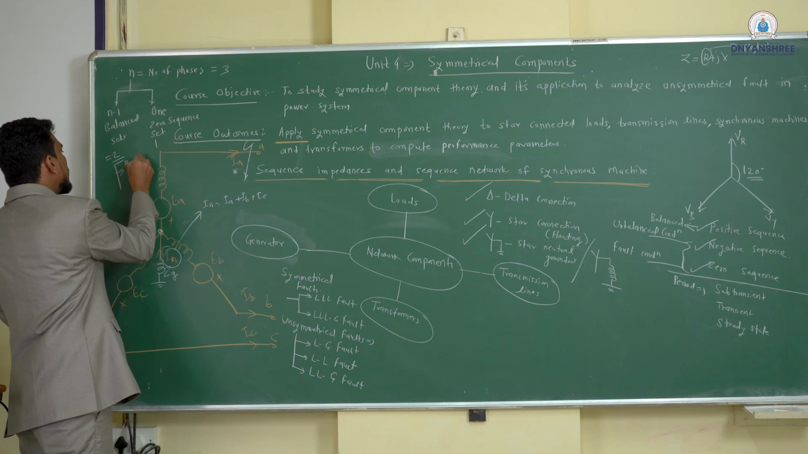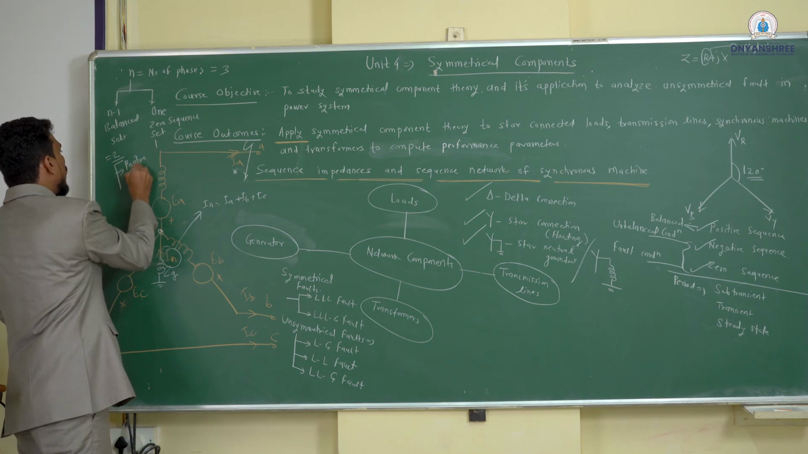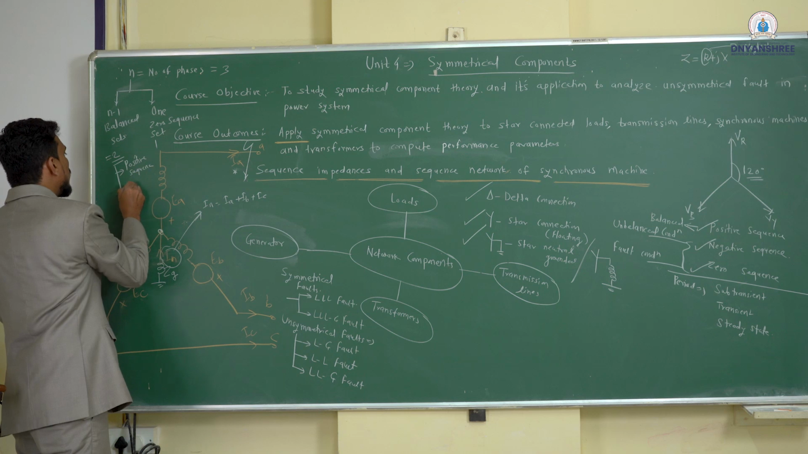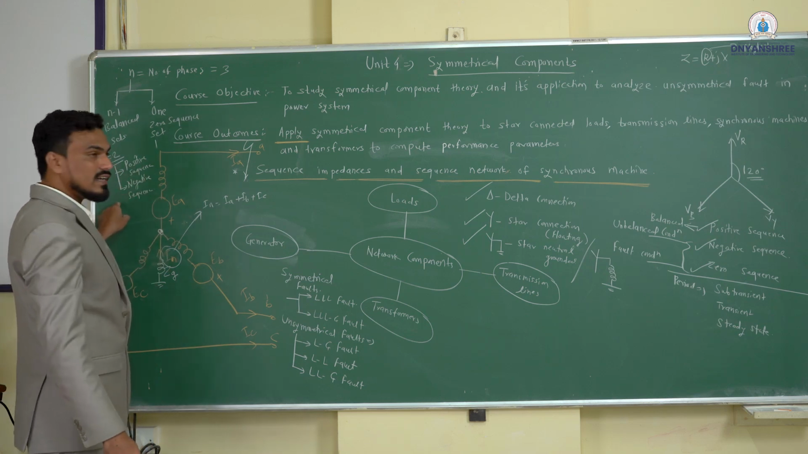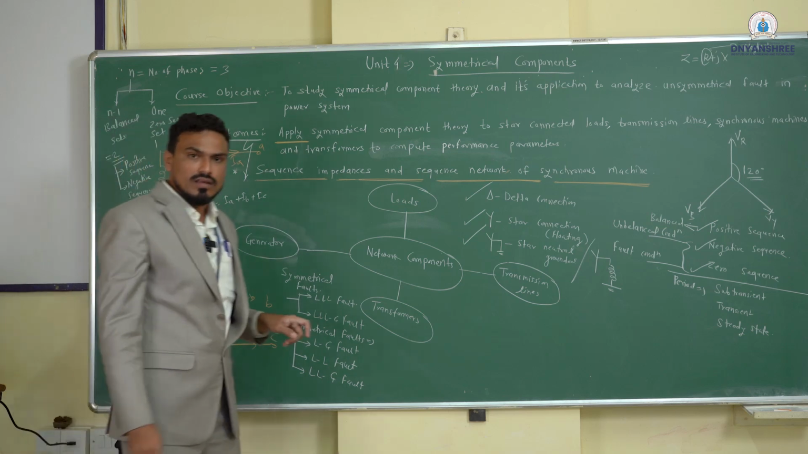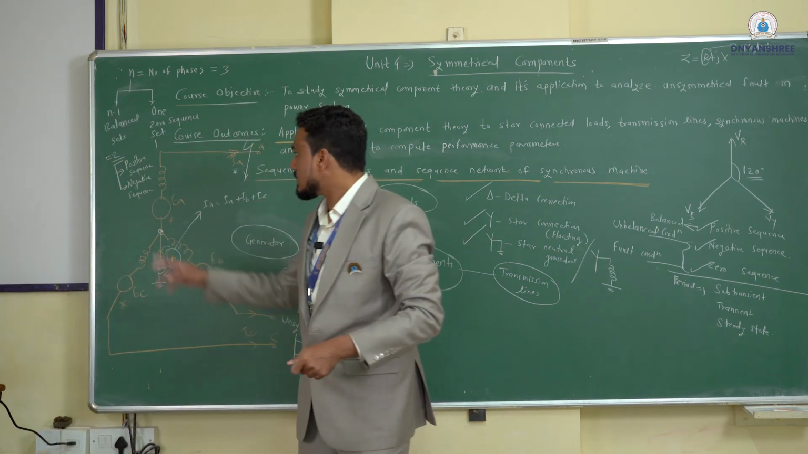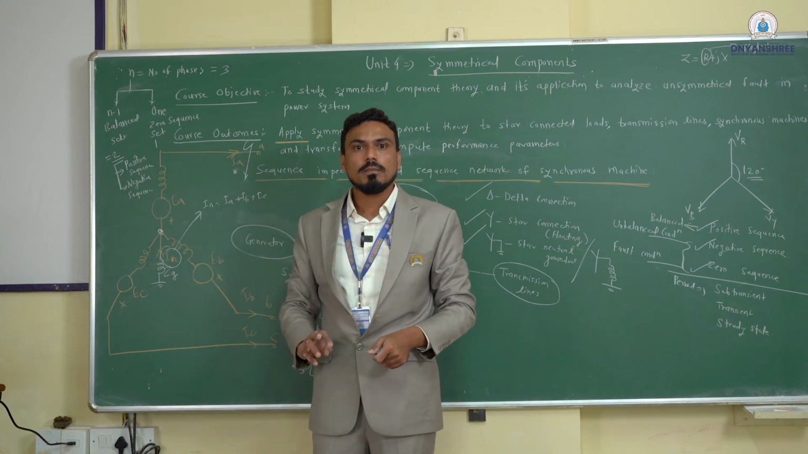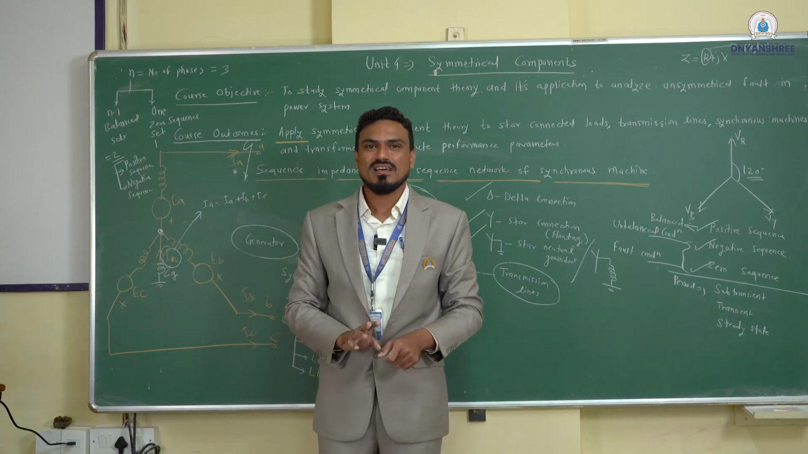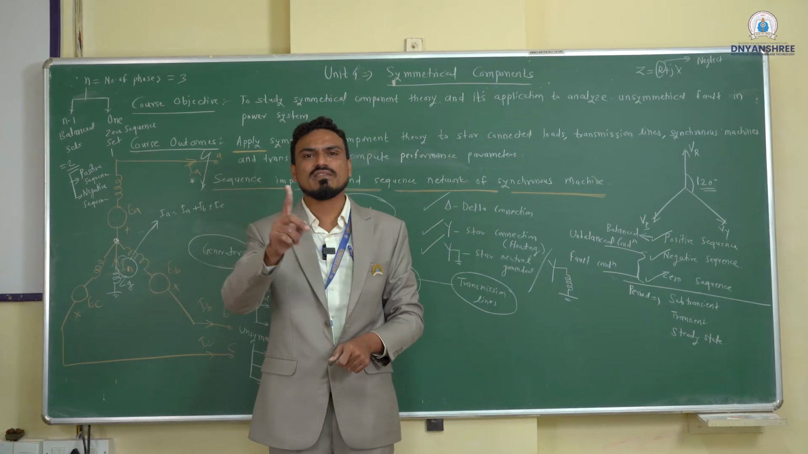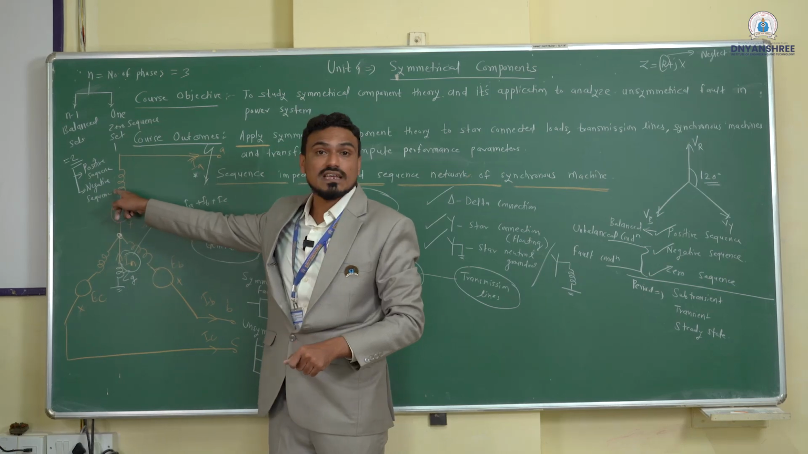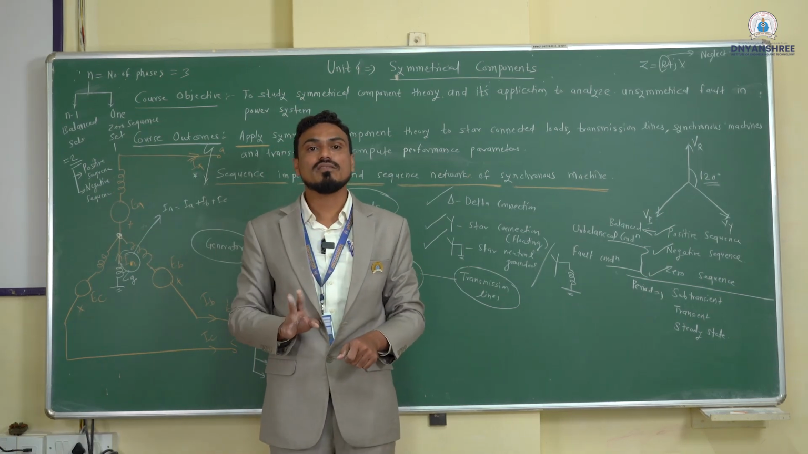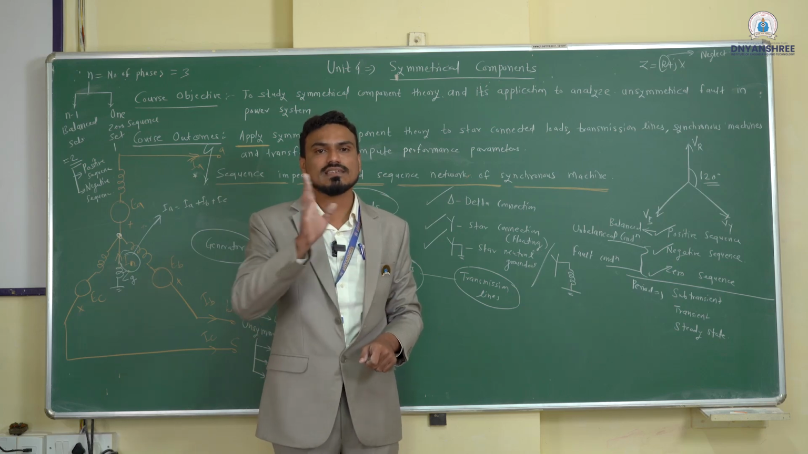So 2 means one is the positive sequence and another one is the negative sequence. These are the two sets we are resolving. They have equal magnitude of their phasors, but their sequence is opposite. The positive sequence has the same phase sequence as the generator winding, while the negative sequence has exactly the opposite phase sequence.